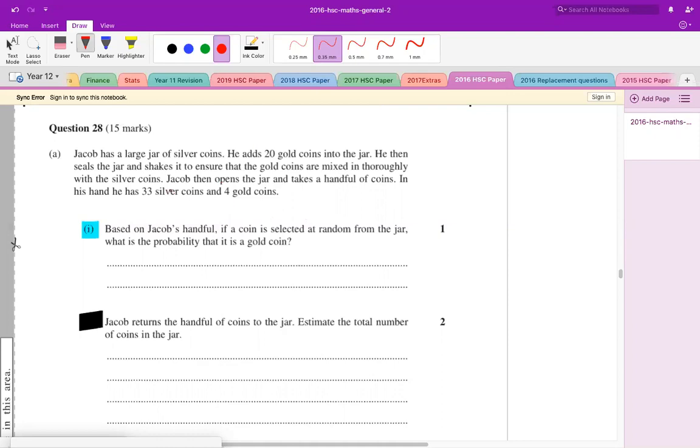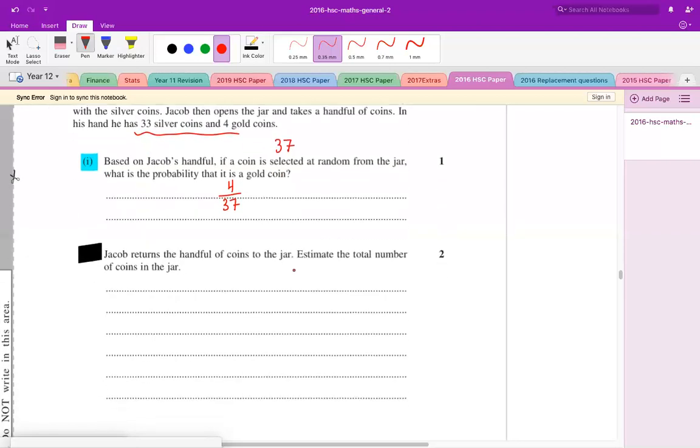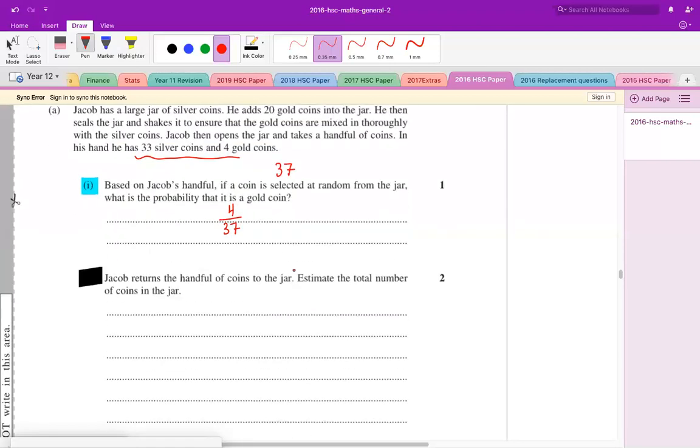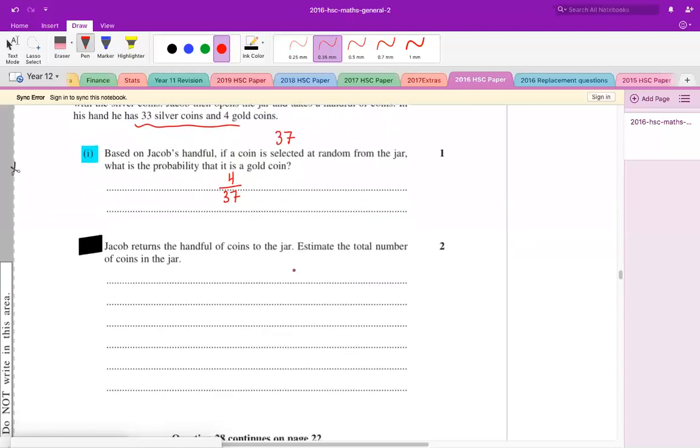So all you do, isn't it? Right now he has 33 in total. You just do 4 over 33, isn't it? No, Miss, it's over 37. Oh, sorry, yeah, over 37 because there are 37 coins, right? And the second question is out of the syllabus, so you don't have to worry about it.